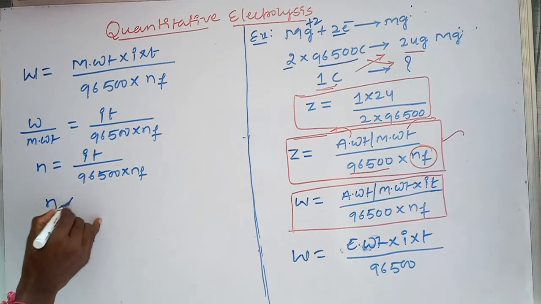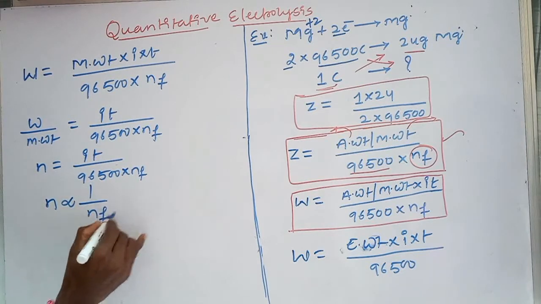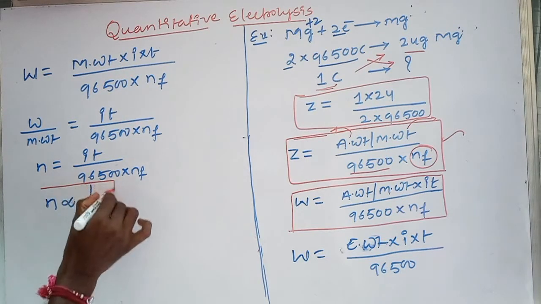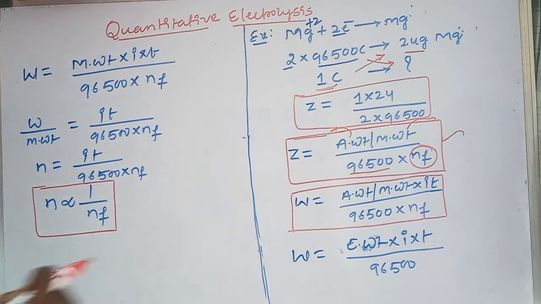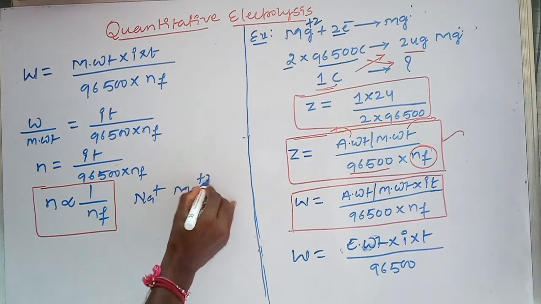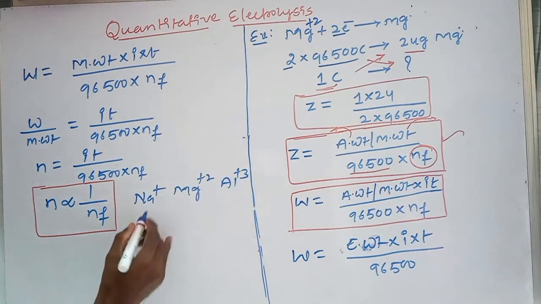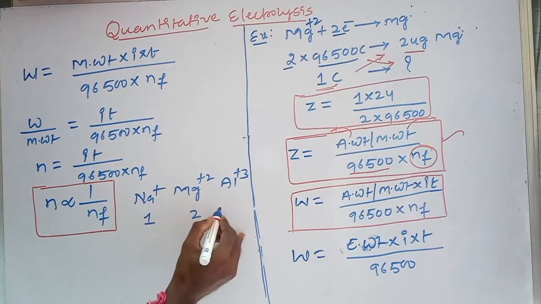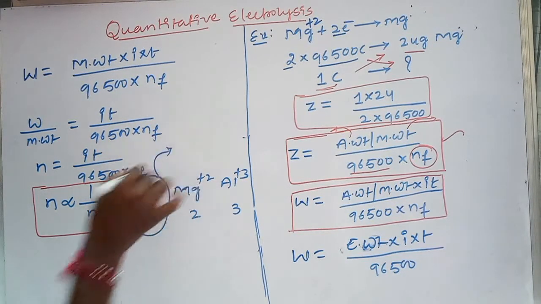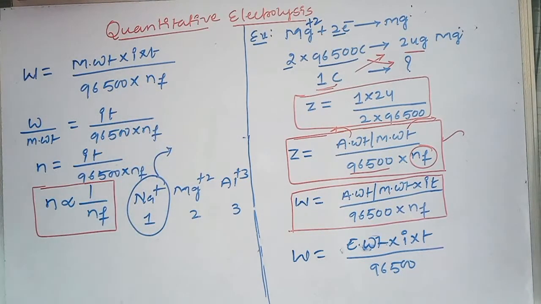So here number of moles is inversely proportional to n factor. If an ion's n factor is more, it will deposit a smaller number of moles on the electrode. Example, I will give an example: Na+, Mg+2 and Al+3. What is the n factor of Na+? 1. Mg+2, 2. Al+3, 3. So which has the least n factor? Na. So here a larger number of moles is deposited at the electrode.